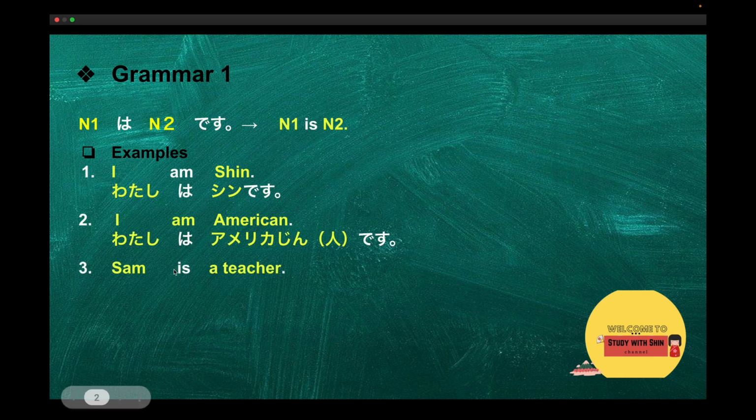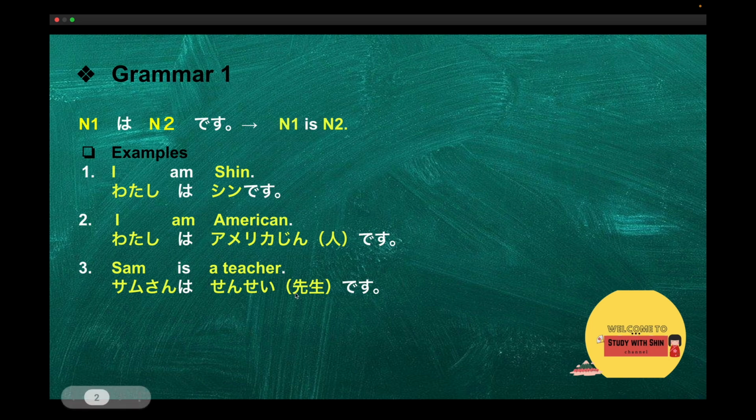Let's take a look at another example. Here we will say, Sam is a teacher. Here noun 1 is Sam, and then noun 2 is teacher. You might have already guessed what noun 1 is. Sam is an English name. That's why we will use katakana instead of hiragana. Samu, and then we have to add san, Samu-san. I will explain this san in grammar point 6, so don't worry about it right now. Let's just take a look at the sentence.